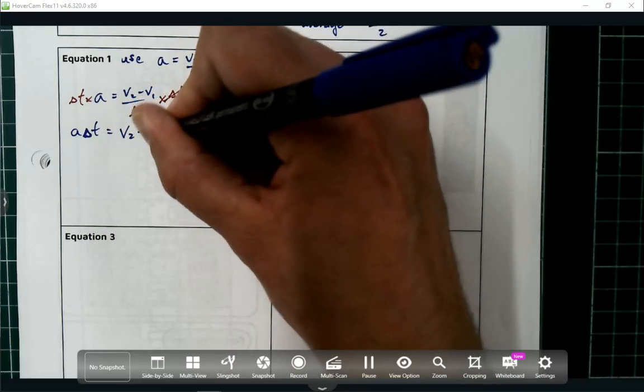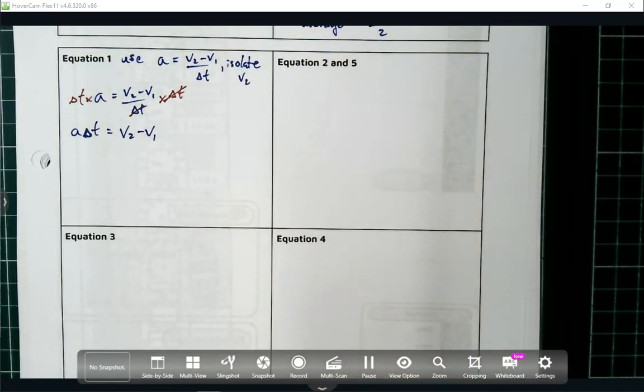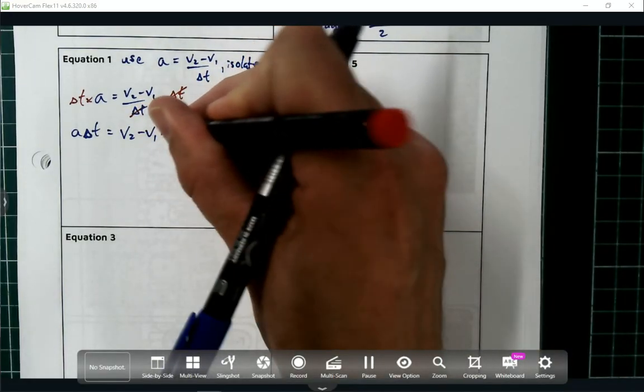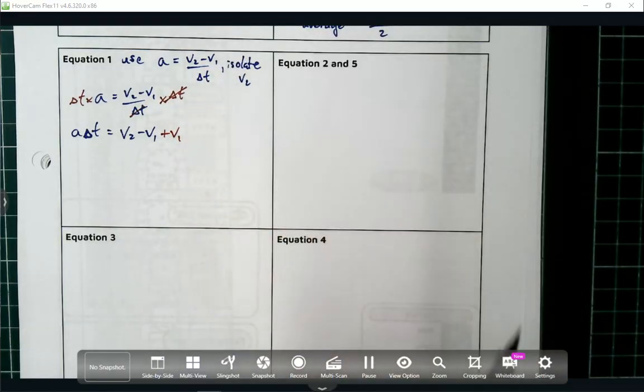V2 minus V1 is what's left behind on the right-hand side. And then again, some of our grade 7 and 8 teachers have taught us to take the V1 over to the other side. Again, not the strongest language. My own grade 7 and 8 teachers said it that way. What are we going to do? Well, we're going to use an operation to get rid of that V1. We're going to add V1 to both sides.